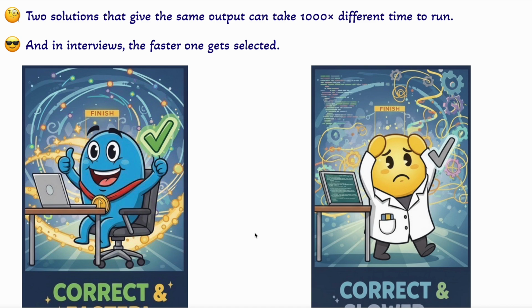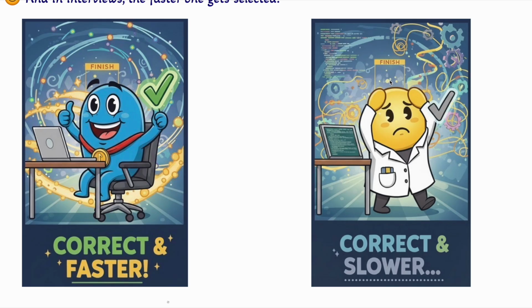Two solutions that give the same output can take 1,000 times more time to run, and in the interviews the fast one gets selected. So even if you're able to solve the problem somehow, if it is taking more time to give you the output, our effort is unrecognized. So we have to learn to write programs which are structured, optimal, and which take less time to give you the output at all times.